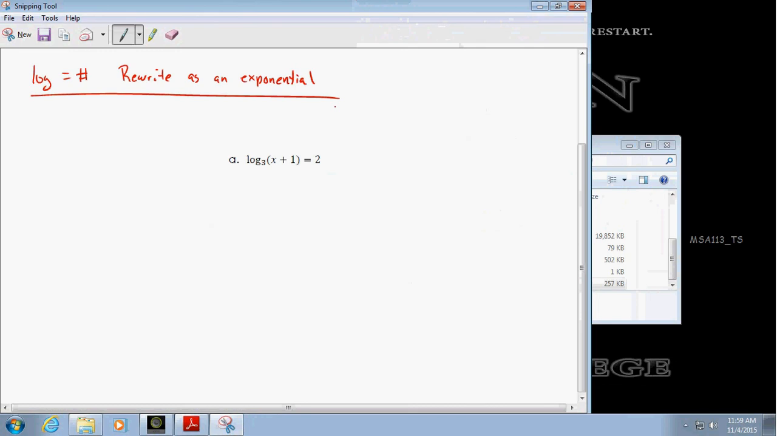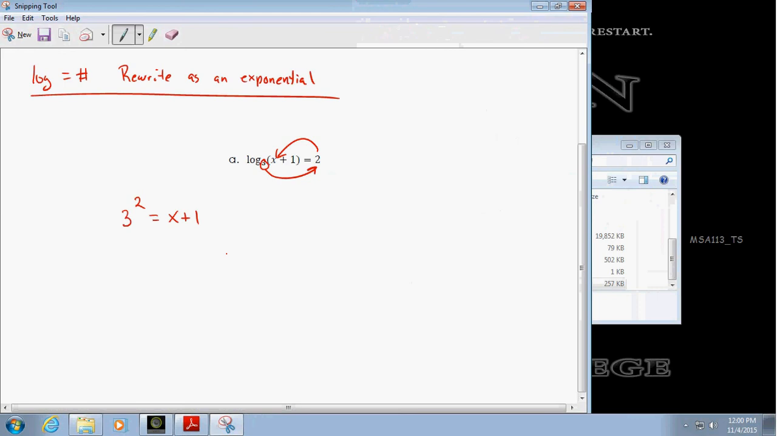All right, we're going to rewrite it as an exponential. That's what Joe said. So we do 3 to the 2 equals x plus 1. So anytime you've got the log of something equals a number, this is how you do it. Or if you've got the sum or difference of logs equals a number. Because when you have a sum or difference of logs, we can use the product and quotient rules to collapse it down into a single log. Okay?